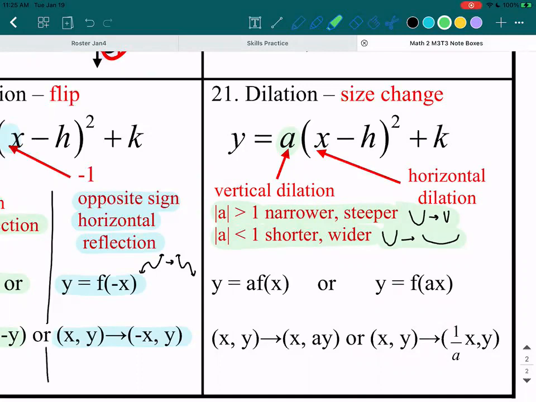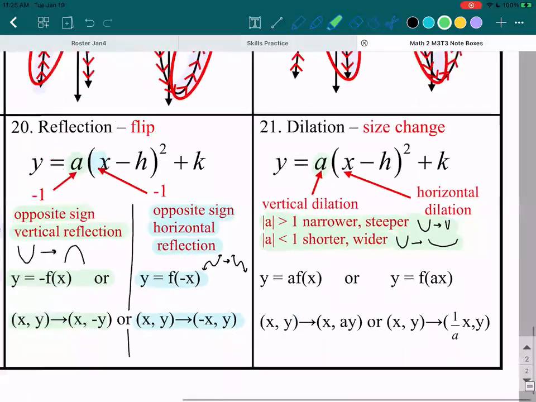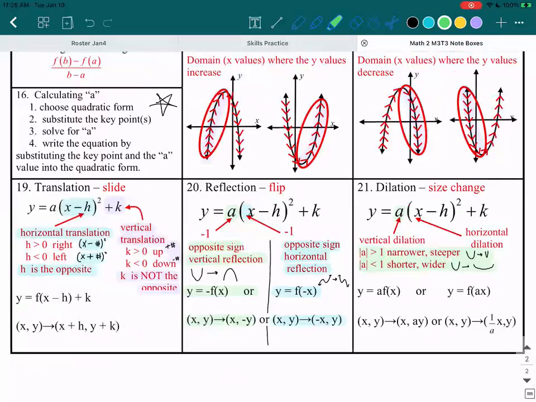So are there any questions for any of these 3 boxes of notes, 19, 20, or 21? And we'll go on to the skills practice now.